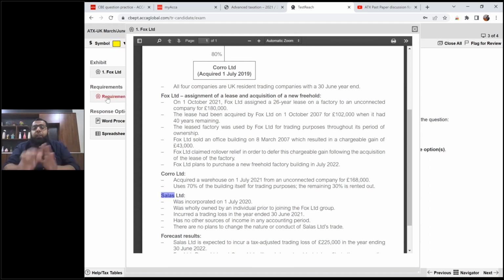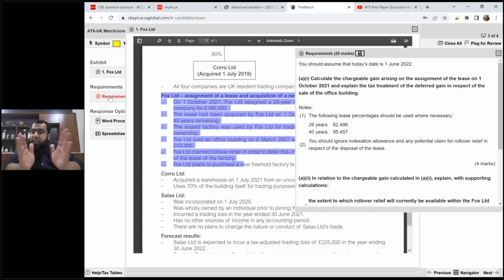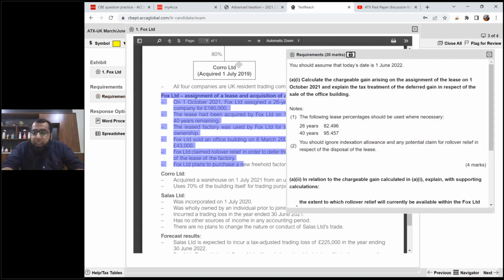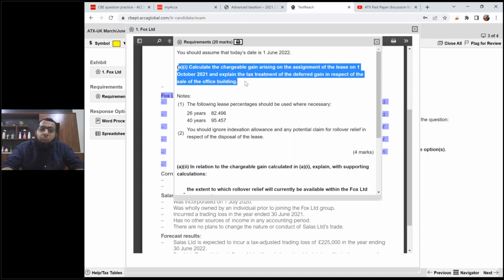Let's read the requirement. Now see, in section B, please listen to me. In section B, it is possible that when you read information of one company, you can solve the requirement relating to that company. Because in section B, normally the requirements are demarcated, they are separate. Like if I read part A1, calculate the chargeable gain arising on the assignment of lease on 1st October 2021 and explain the tax treatment of this deferred gain in respect of the sale of the building.